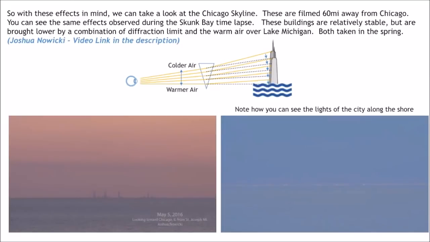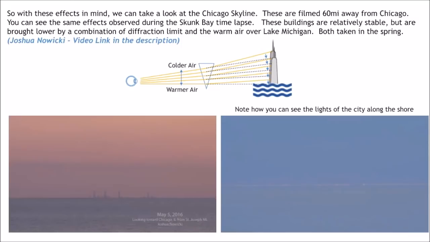So again, with these effects in mind, we can take a look at the Chicago skyline. These are filmed 60 miles away from Chicago. In other words, they're filmed across Lake Michigan from a place called St. Joseph's, on the other side, 60 miles away. And you can see the same effects observed during the Skunk Bay time-lapse footage. So these buildings are relatively stable somewhat, but they are brought lower by a combination of diffraction limit and the warm air over Lake Michigan.